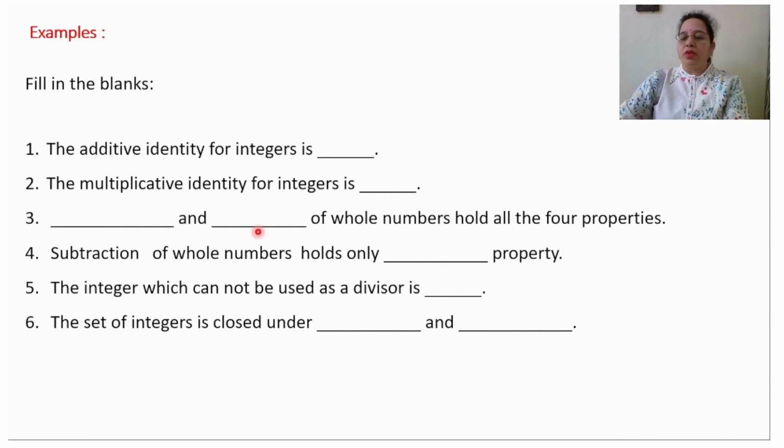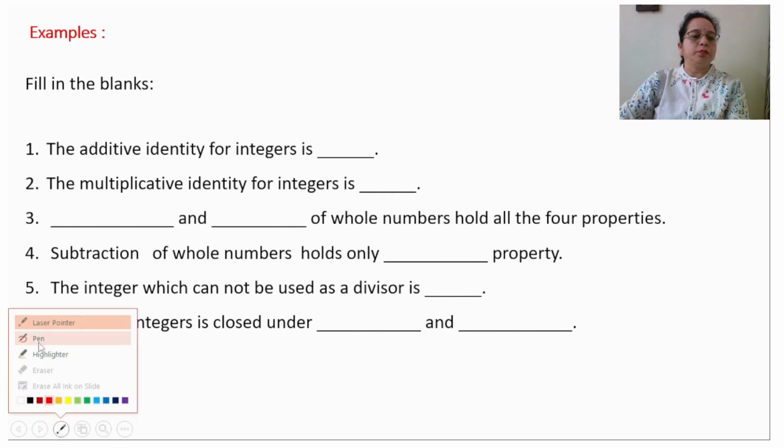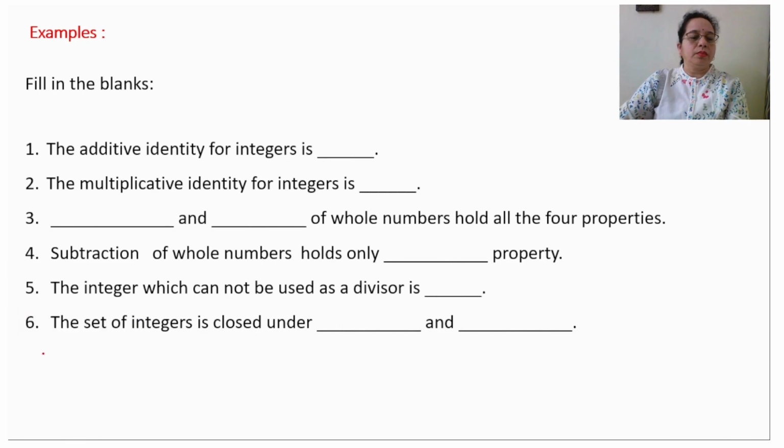So here are a few questions. The additive identity of integers is 0. The multiplicative identity for integers is 1. Fill up the blanks. Sorry, it should be integers. Let me make the change. It should actually be integers, not whole numbers. Please do the correction.